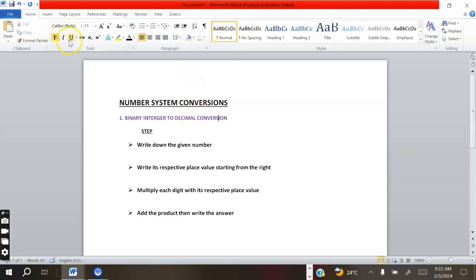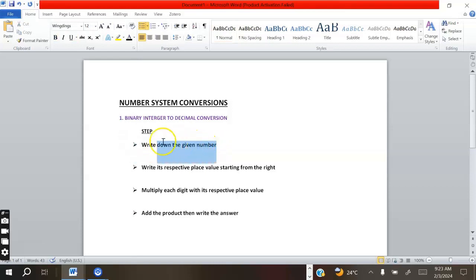In this particular video, I'm going to take you through number system conversion. In our first scenario, we will start with the binary integer to decimal conversion. These are the steps that we take. Step number one, you write down the number.